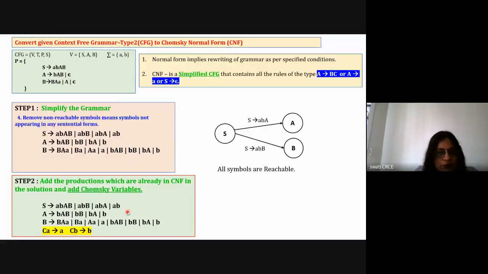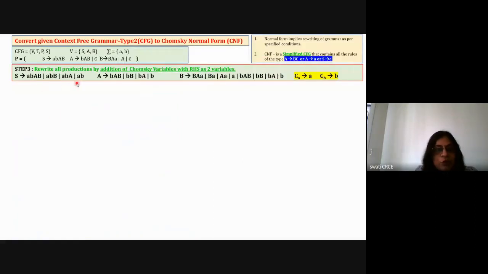S के लिए 4 rules थे, A के लिए 4, and B was having 8 rules. So S ka 4 rules, A ka 4 rules, and B ka 8 rules are there. And C and CB I have introduced. Okay. Now in the step 3, I have to rewrite.